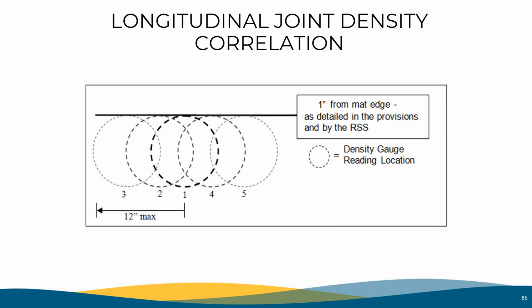For longitudinal joint density and correlation, when using the density gauge, use this pattern. Make sure to use the density gauge 1 inch from the mat edge, as detailed in the provisions by the random sampling schedule.